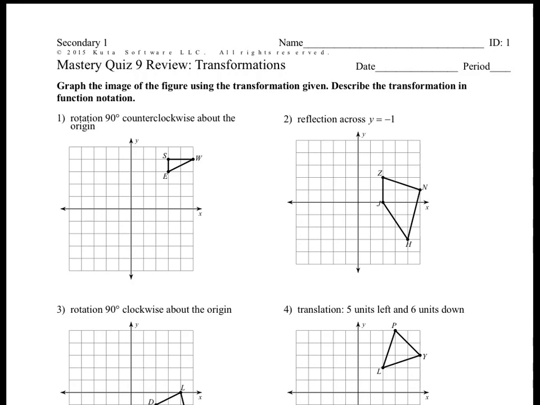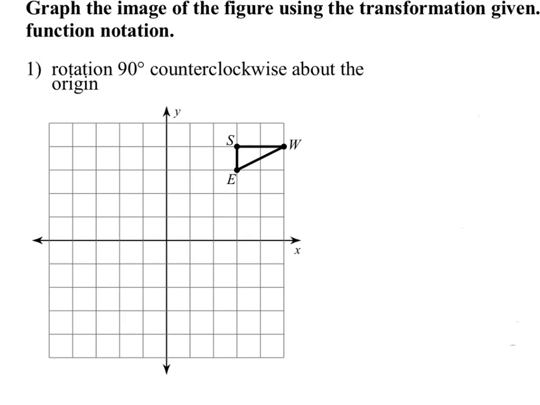Alright, time for the solutions for the Mastery Quiz 9 review. It's all about transformations, so let's just take it one at a time. So on number 1, we have to go counterclockwise around the origin. 90 degrees is a quarter turn, so we're going to go this way.